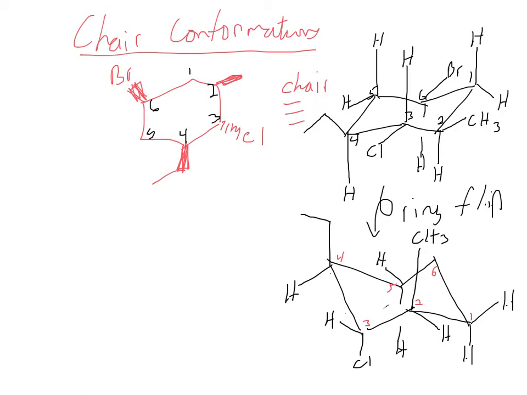Now 6, what's on 6? 6 is a bromine. That bromine's up or down? Up, so it's going to be axial. It's kind of in the way here. And then the H is there. So now a lot of things are axial, right?